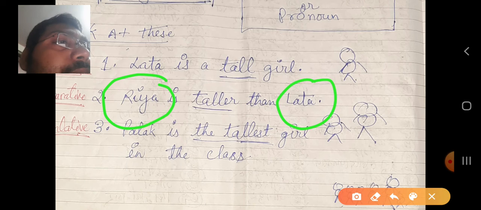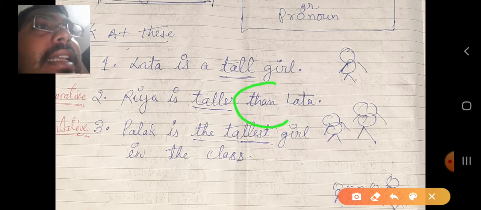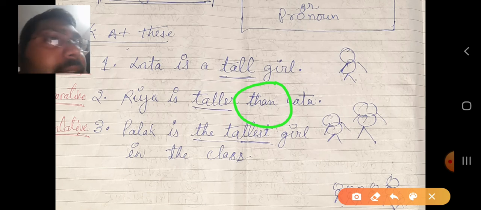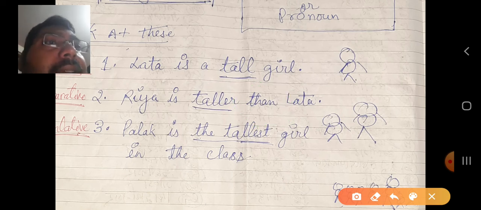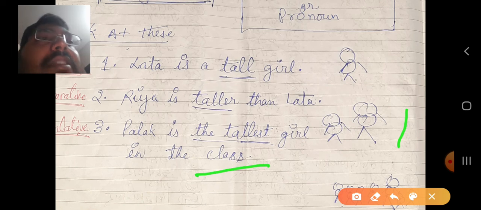And there is one thing you need to see: THAN is always followed by the comparative degree. Taller than, taller than. Then THAN will come if you need to use the comparative degree. And if there is a superlative degree, there must be more than two people, meaning the whole class. In the class there may be so many girls, so there we use tallest.